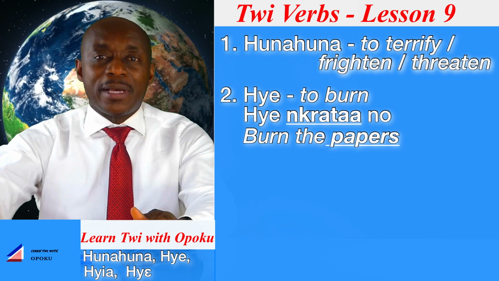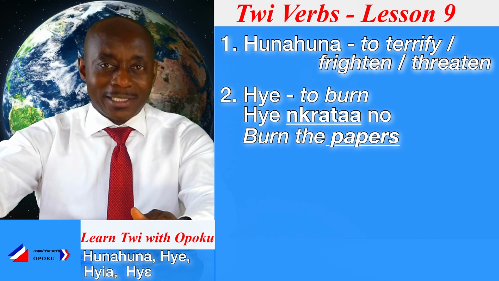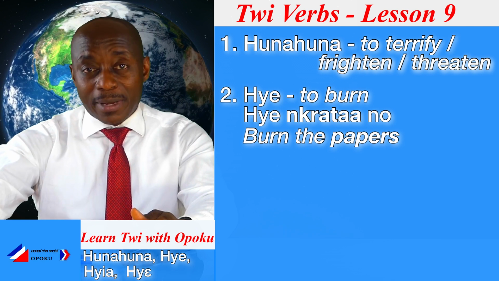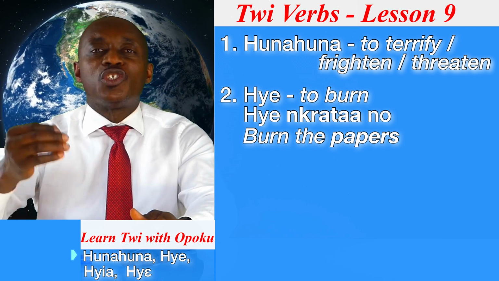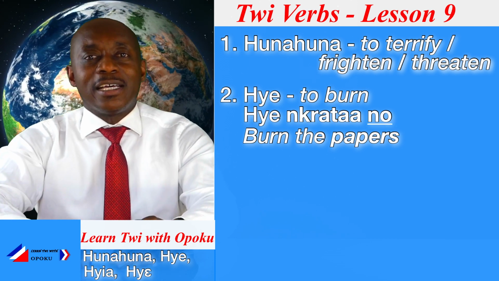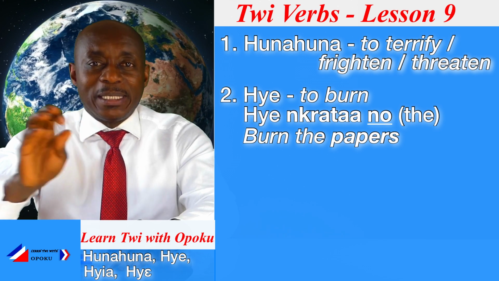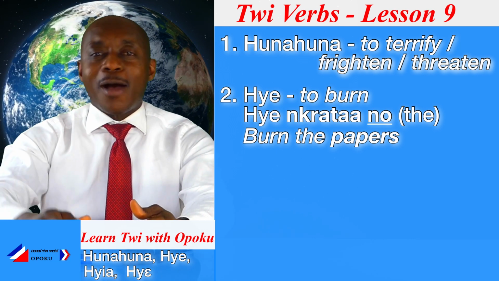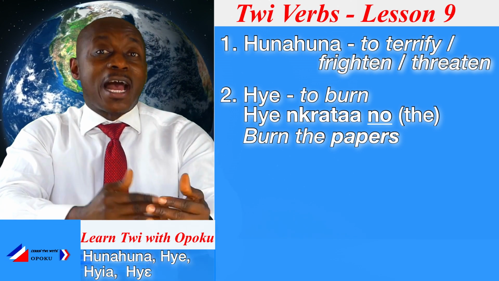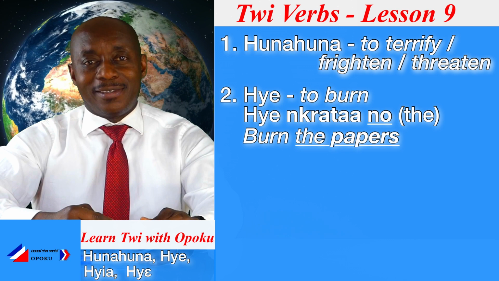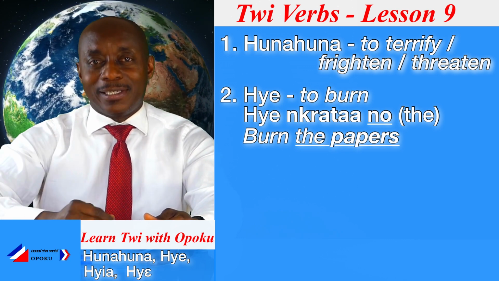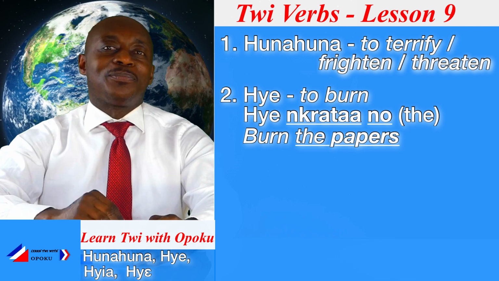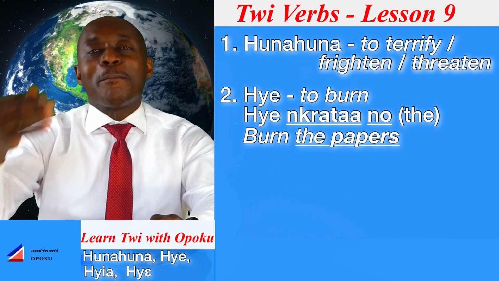Nkrata means what? Papers. That is plural form, nkrata. Singular is what? Krata. But plural, we have what? Nkrata. So burn the papers, you will say she nkrata no. The note that ends it is a definite article, and that is what? No. But in Twi, the definite articles come after the noun. It's not like English where we have the definite article coming before the noun. The papers. You see that the comes before the papers, but in Twi, the will come after the papers. Nkrata no, the papers. She nkrata no, burn the papers.